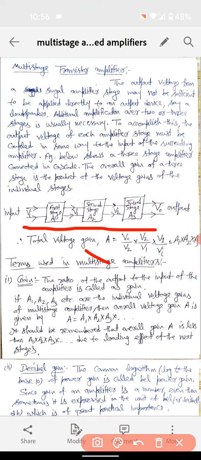Now we discuss some useful terms which we use in this multi-stage amplifier. One is the gain. As we have just discussed, it is nothing but the ratio of the output to the input of the amplifier, which is given by A1, A2, A3. For a multi-stage amplifier, the overall gain will be equal to the multiplication of all the gains of the individual amplifiers. That means A will be A1 into A2 into A3 and so on, depending on how many stages we have used.